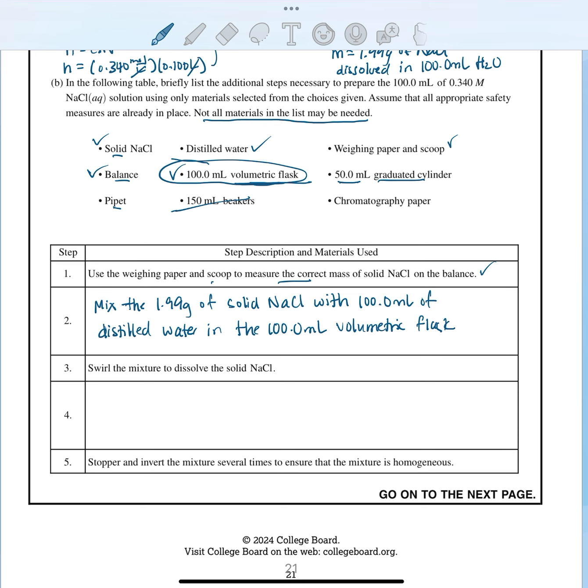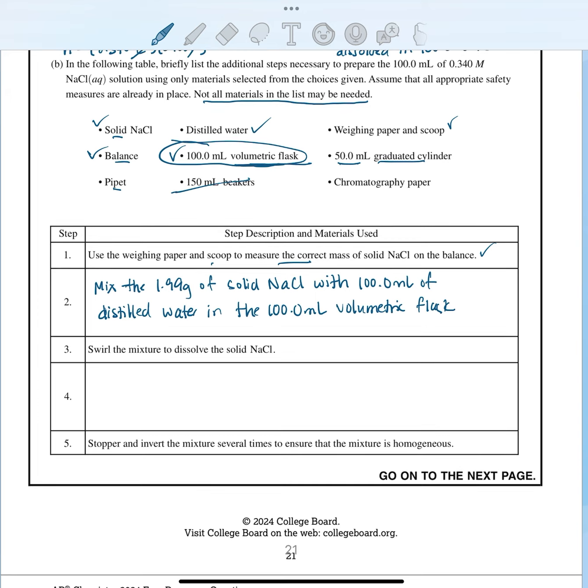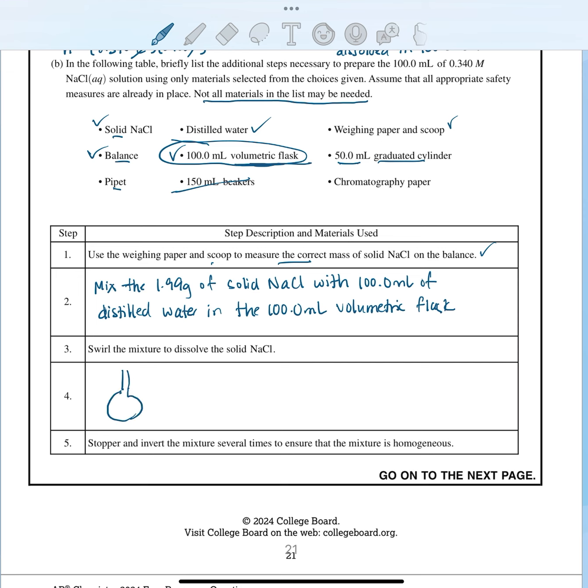We need to just be accurate with our volume of water if we want to make this a very accurate concentration. So what we typically do after you mix is you check the calibration line. So a volumetric flask looks like this. It's kind of like a bulb at the bottom, very round at the bottom. And then there's a line. So that line is calibrated to exactly 100.0 milliliters, okay?